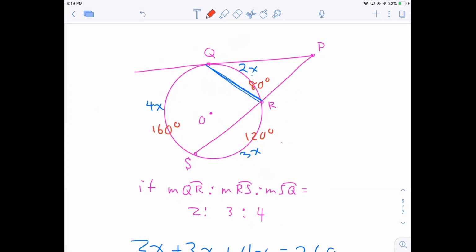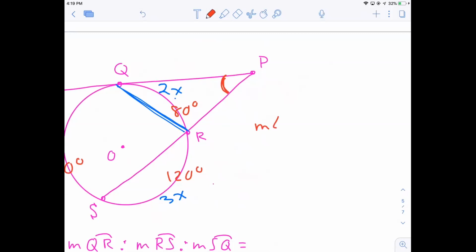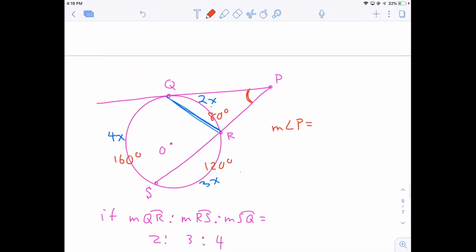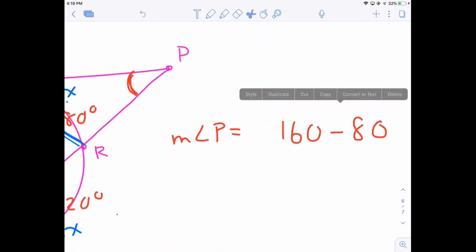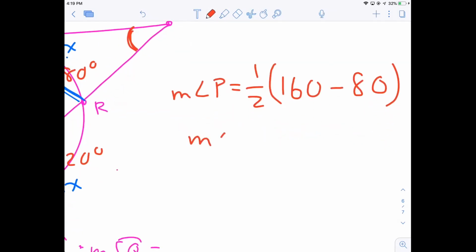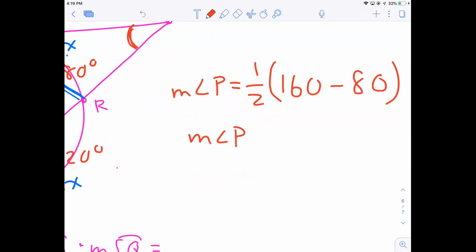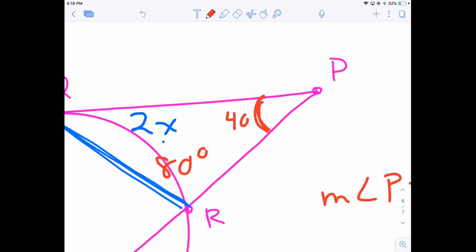So now using our theorems, let's find the measure of angle P here. Well, that's going to be half the difference of the two intercepted arcs. So the measure of angle P is going to equal 160 minus 80 divided by 2, or times a half. I'll do the times a half version. So the measure of angle P is half of 80, which is 40 degrees.